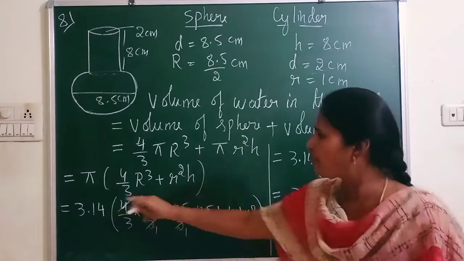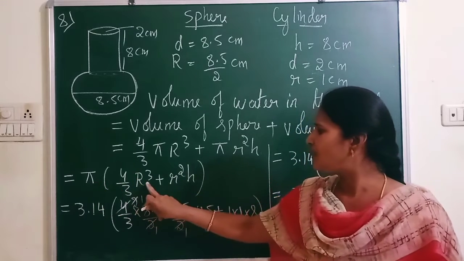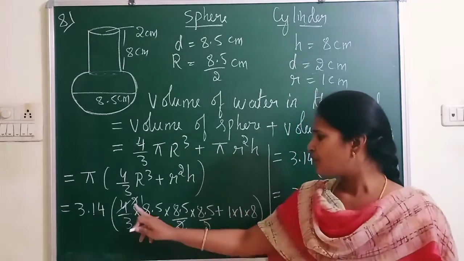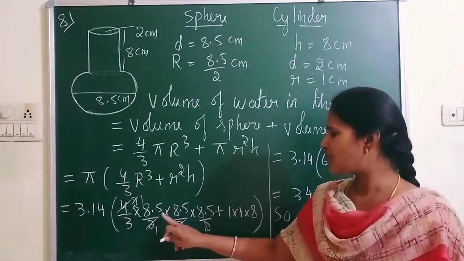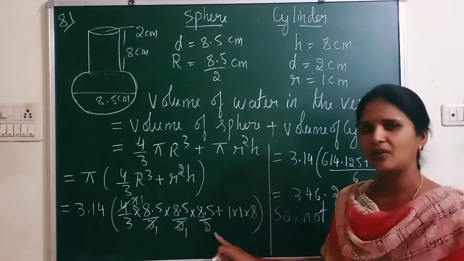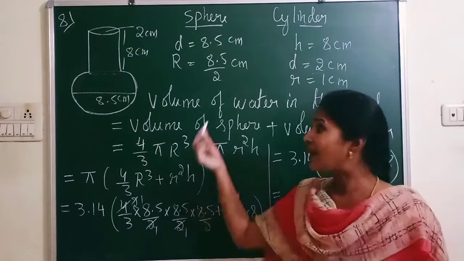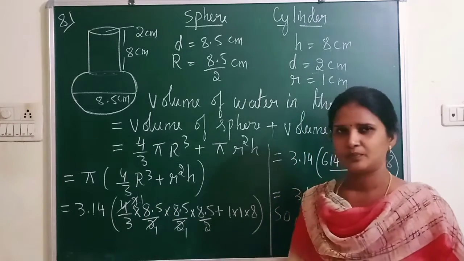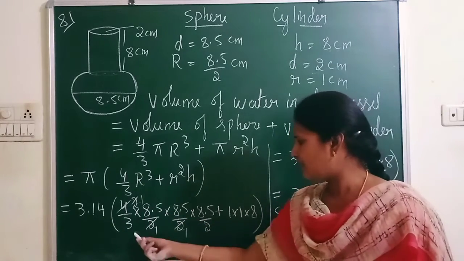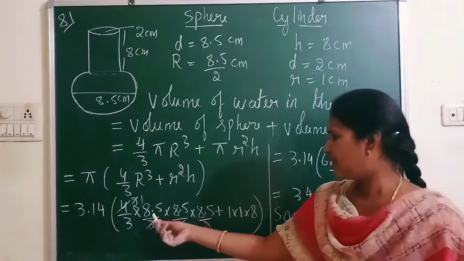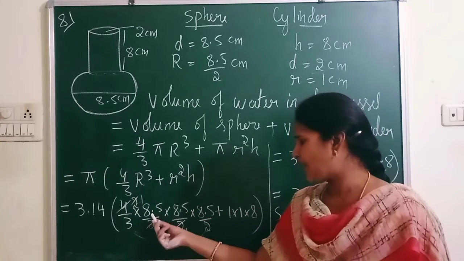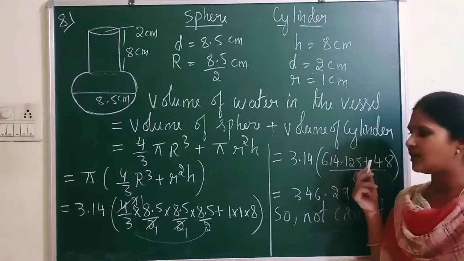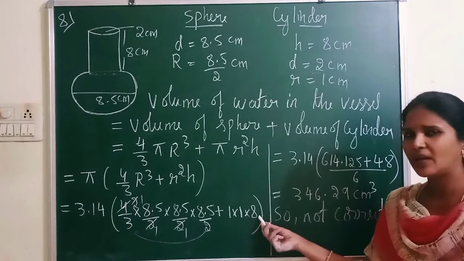So in this you can take pi common. Remaining 4 by 3 R cube plus r square h. Pi he asked to use 3.14. 4 by 3 into R cube is 8.5 by 2, 8.5 by 2, 8.5 by 2. So I said already don't cancel 2 here because you can cancel here. 2 2s are 4, 2 1s are 2. So in the denominator what is remaining? 3 2s are 6, and in the numerator you have to multiply 8.5 into 8.5 into 8.5. How much? 614.125 plus 1 1s are 1 into 8 is 8.